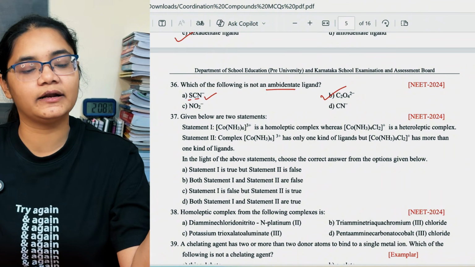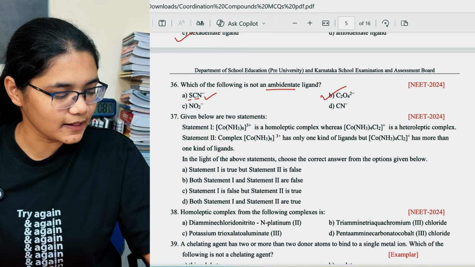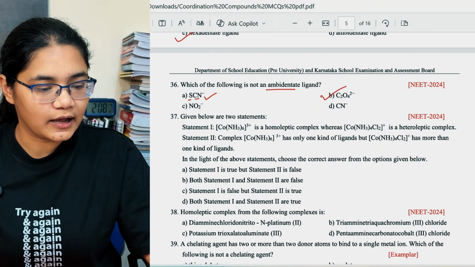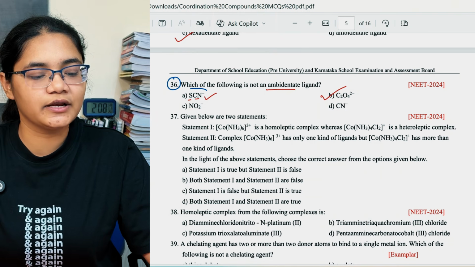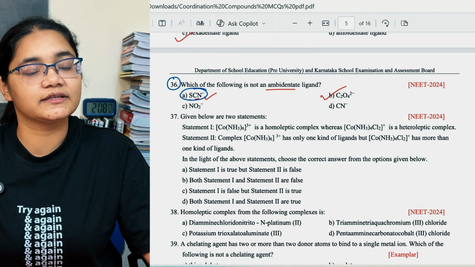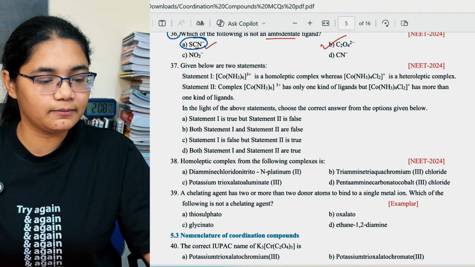C2O4 is not ambidentate because it has only oxygen as the donor atom. Okay. Next, here also I just want to highlight the answer given is wrong in the answer section. So for question 36, A is given as the answer, but the correct answer is option number B here. Next, moving to question number 38, a statement based question.